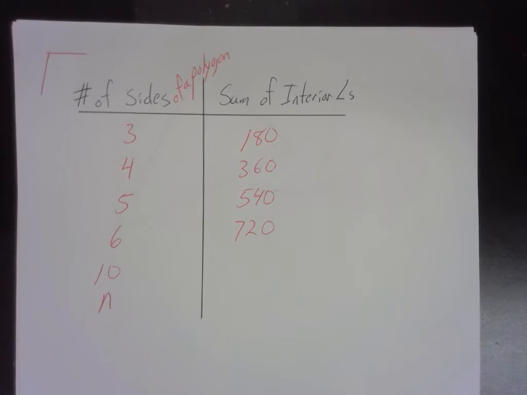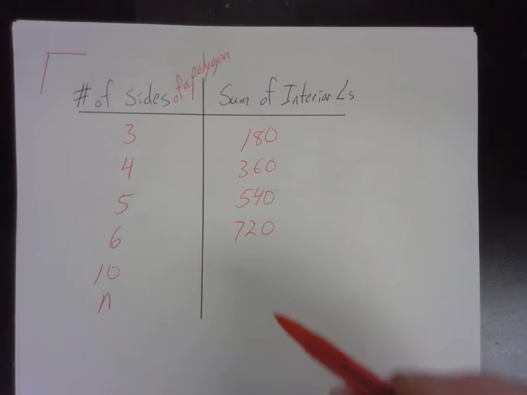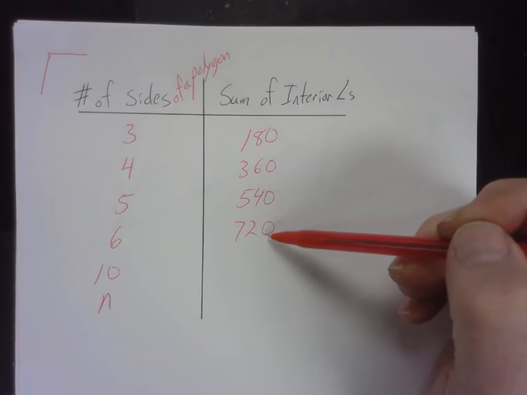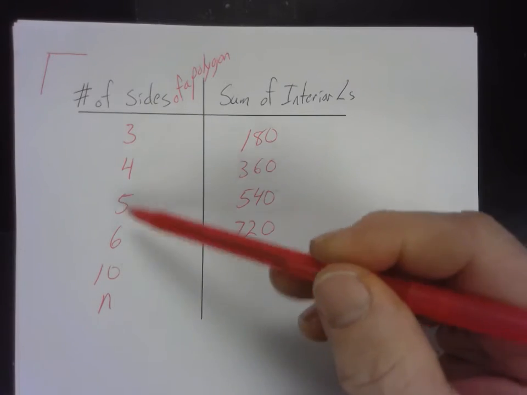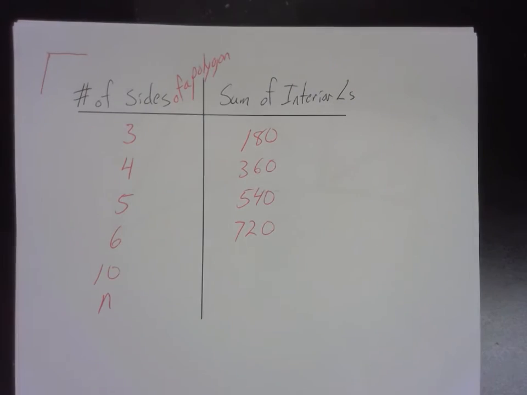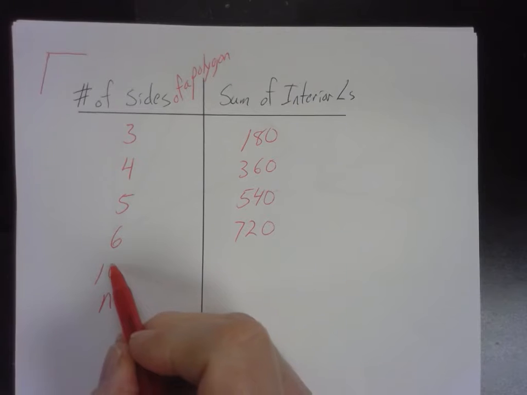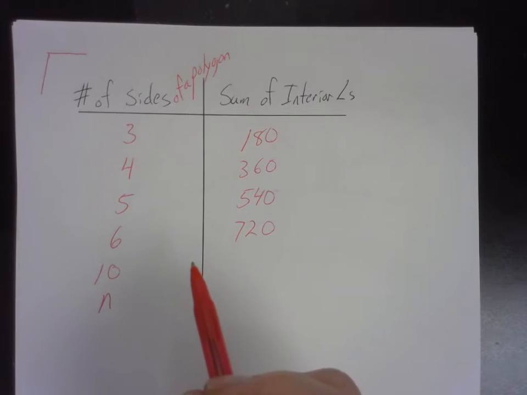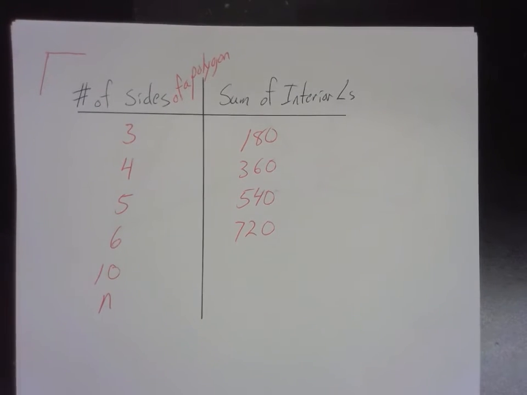This is all great. We know the first few, but it would be nice to be able to figure out ten sides without having to figure out seven, eight, and nine first. I'm sure there's going to be a formula. It's n minus 2, times 180.